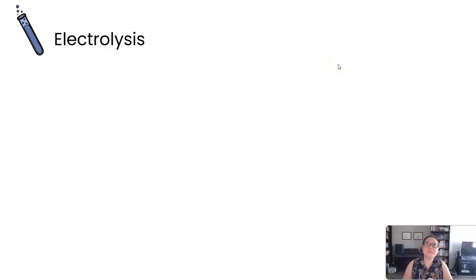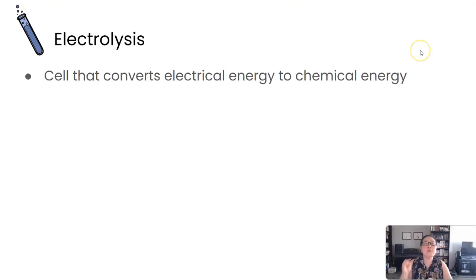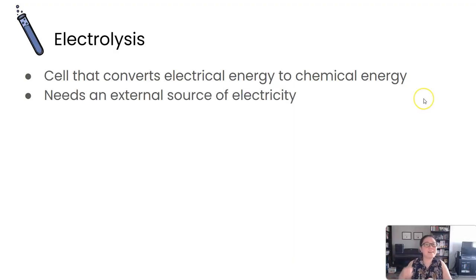What's different between electrolysis and everything else with redox reactions that we've seen so far in the lessons is that you're actually going to be taking electrical energy and changing it into chemical energy. So the reaction doesn't happen on its own. You have to put in electrical energy to make that reaction happen. As a result, you're going to need some sort of external source of electricity, and you're also going to have an electrolyte in there somewhere.